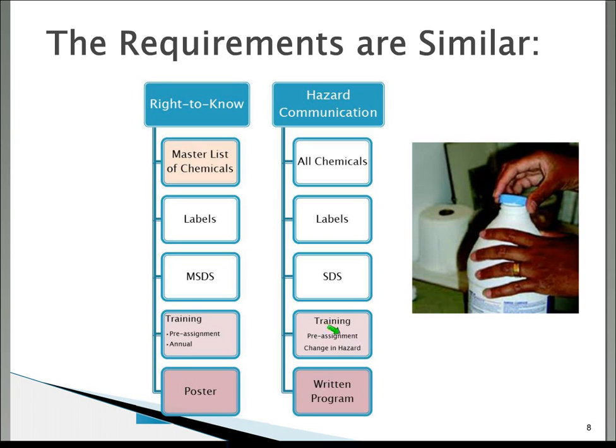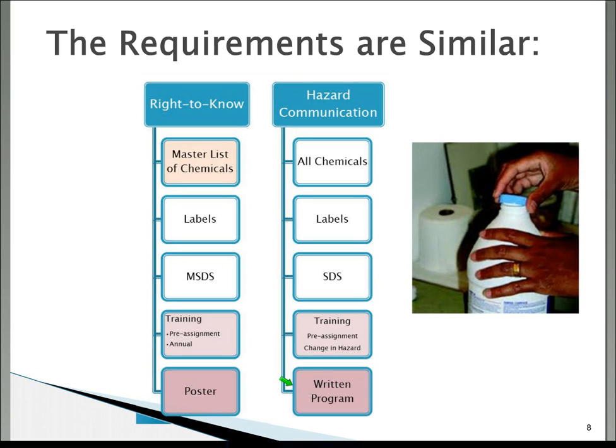Let me get rid of the green arrow for you. So the Right to Know law and the hazard communication both deal with chemical products, both require labels on all containers, both require you to maintain a material safety data sheet or a safety data sheet, both require training, and both have a small paperwork requirement. So the Right to Know law, the paperwork requirement is posting a poster in your workplace. And over on the OSHA hazard communication side, the paperwork rule is a written program.